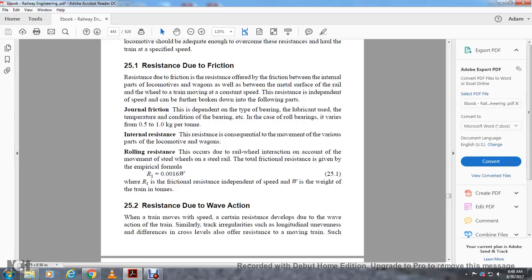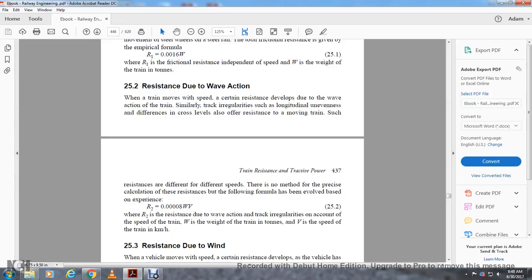Resistance due to wave action. When the train moves with speed, a certain resistance is developed due to the wave action of the train. Similarly, track irregularities, longitudinal unevenness, and differences in the cross level resist the moving train at different speeds, with no method of precise calculation. The following formula has been evolved based on experience.